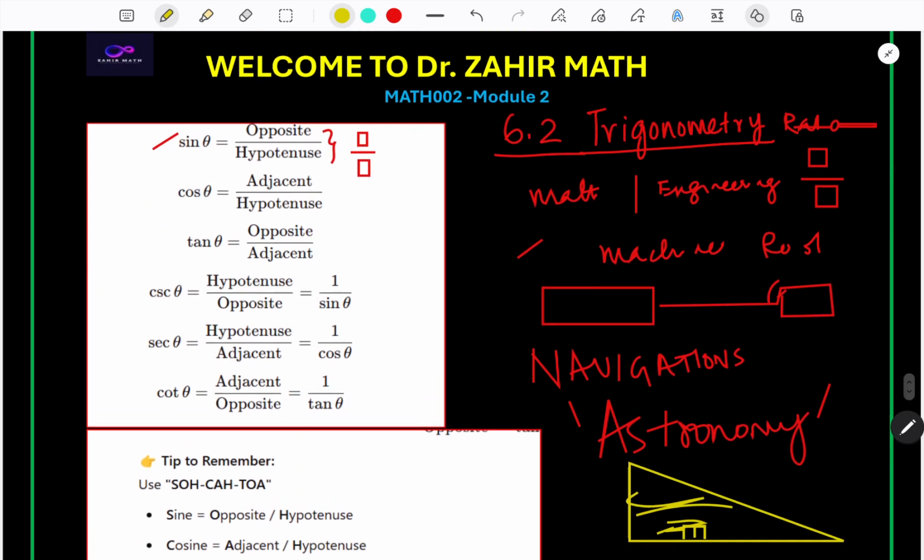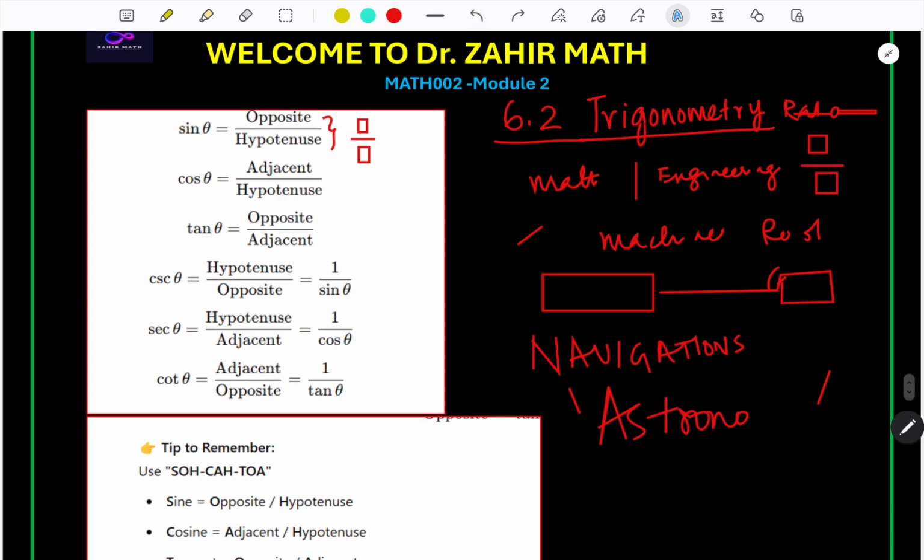Why is it not erasing? Wait a minute. Okay, something happened. Go back, go back.